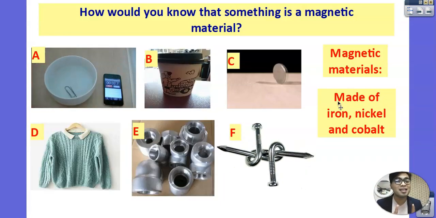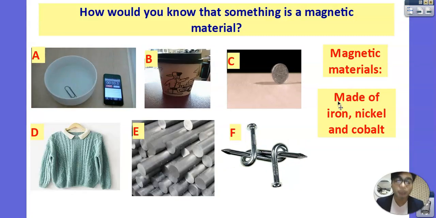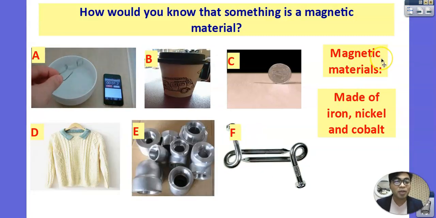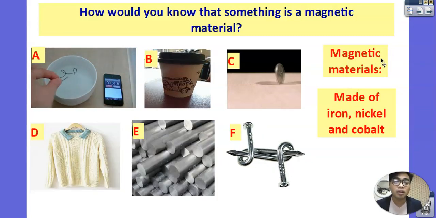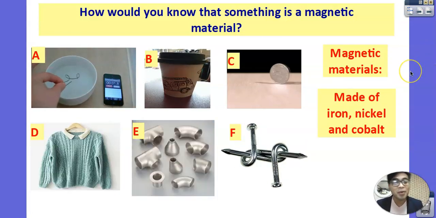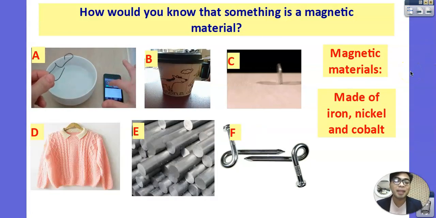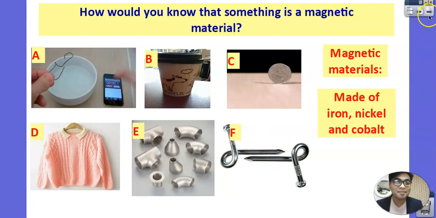How about letter C? Well, C is your nickel coin, and therefore it's also attracted by magnets. Well, you can try it for yourself if you have your magnet and your coin, but not all coins are actually attracted by magnets. So you would know if your coin is made up of nickel because it can be attracted by, of course, a magnet.